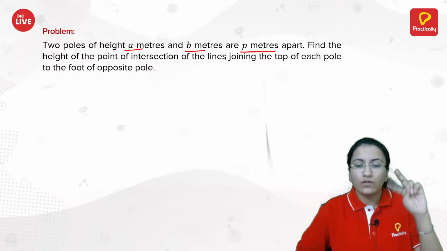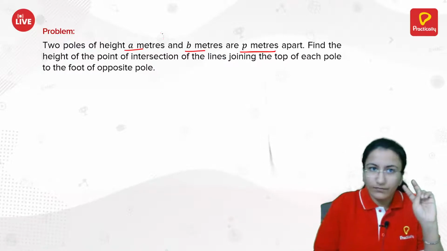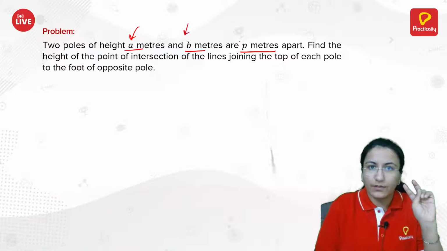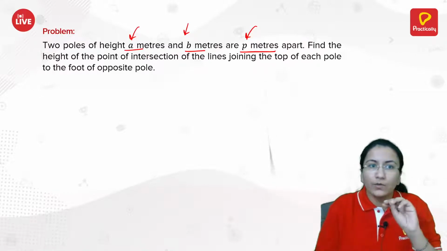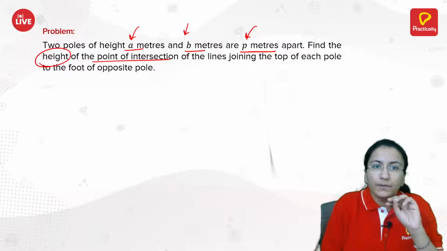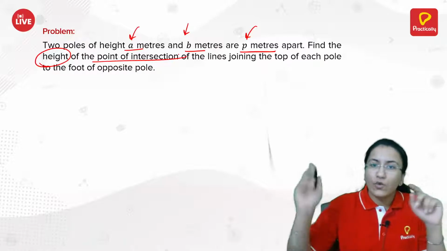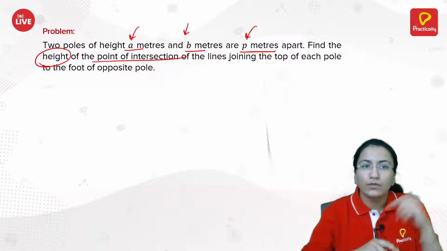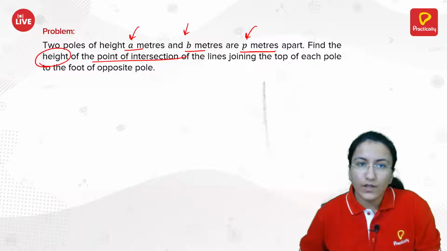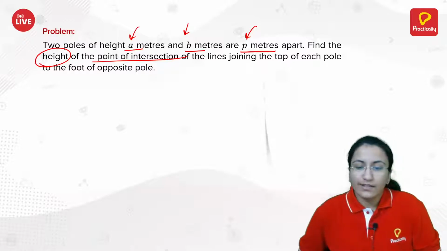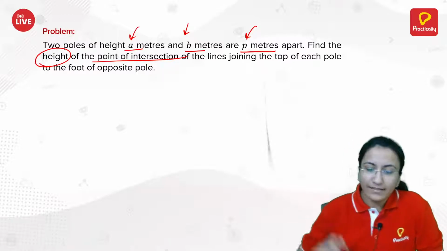We have two poles of height A and B. This is the first thing given to you, and they are P meters apart, the second thing given to you. We need to find the height of the point of intersection when we join the top of one pole to the foot of the opposite. Okay, yes, you got the question. So just solve it quickly. I'll solve it with you.